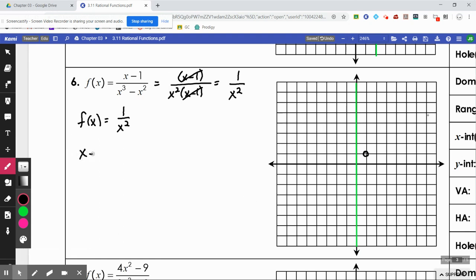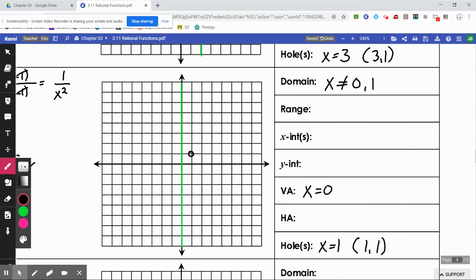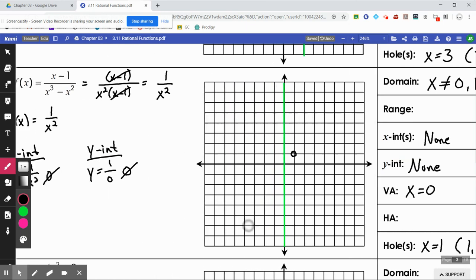To find an x-intercept, again, you plug in 0 for y, so you have 0 equals 1 over x squared, which is not possible. To find a y-intercept, we plug in 0 for x. So we have y equals 1 over 0, which is also not possible. So you're not going to have any x or y-intercepts. So none and none. And you can already see why you don't have a y-intercept, because you have discontinuity there. X can't be 0.